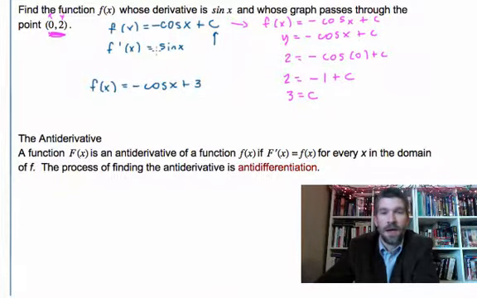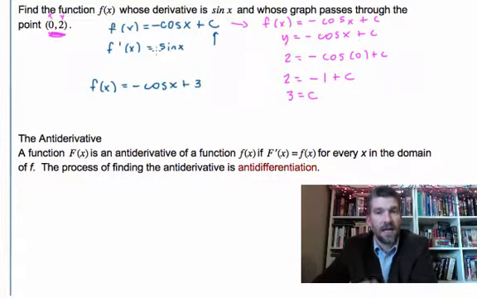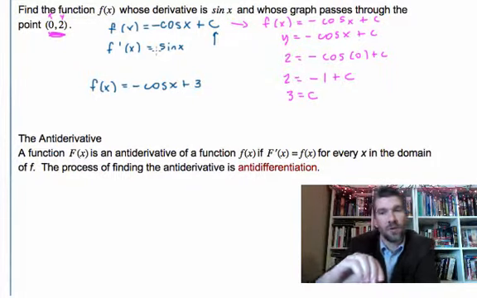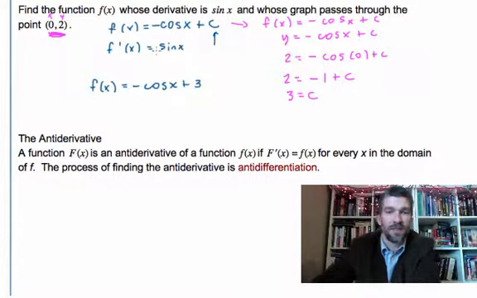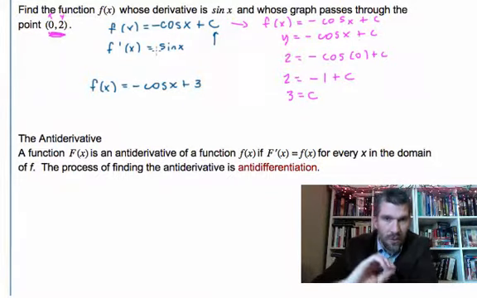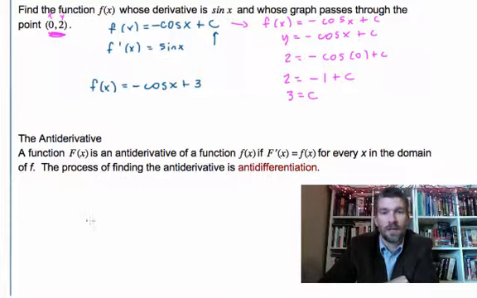All right. Now down here, the antiderivative: a function capital F of x is an antiderivative of a function little f of x if capital F prime is equal to f for every x in the domain of the function. The process of finding the antiderivative is called antidifferentiation. Another word for antidifferentiation is integration, and we will spend the whole second semester talking about that. But this is just a little glimmer into what we're discussing here. So if f of x is x cubed, then capital F prime of x would be 3x squared.